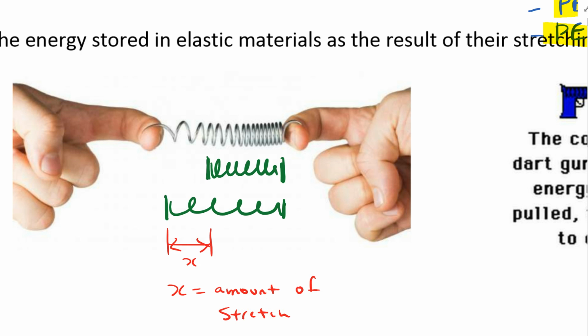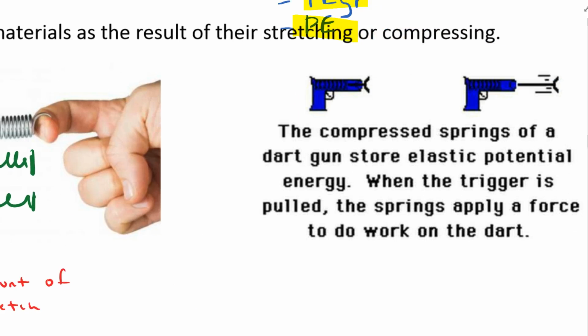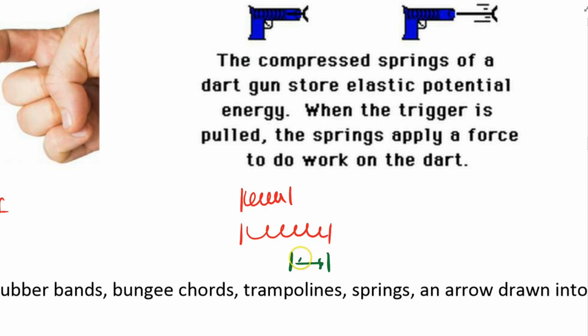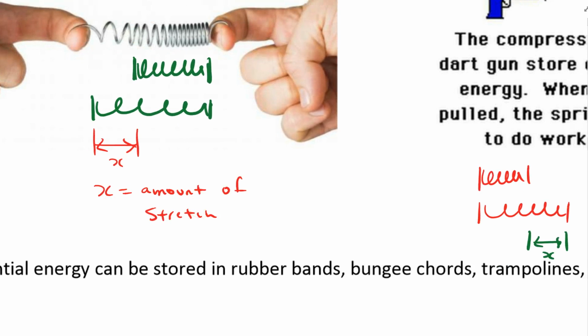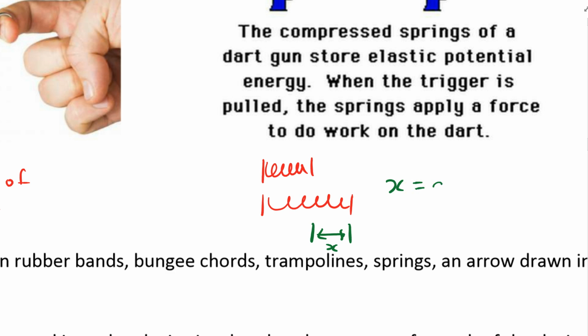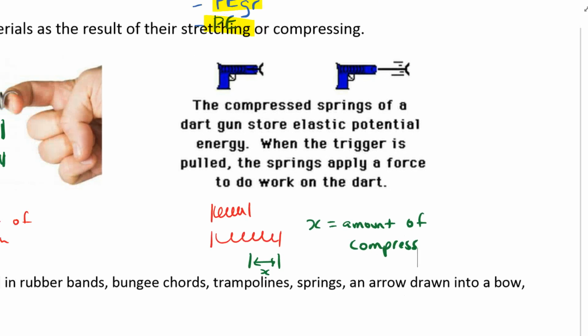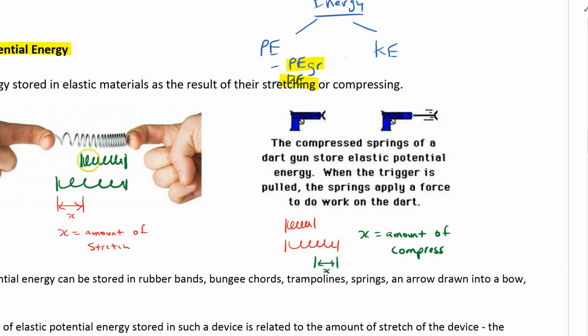And you need some stretch in order for something to be stored in that spring. Here we're talking about the compressed spring of a dart gun, which stores elastic potential energy. When the trigger is pulled, the springs apply a force. I don't know if you can see inside of there, but before it's shot, it's very tight together. After it's shot, now the spring has sprung, and it's a longer one. So in this case, the difference is again x, but instead of x being the amount of stretch, it was compressed. Amount of compression. So elastic potential energy happens when a spring is either stretched or compressed.